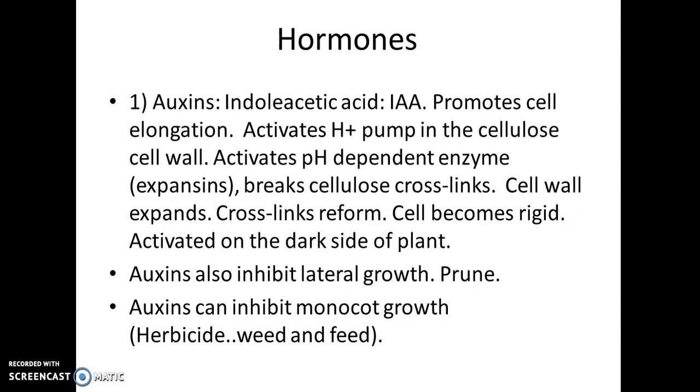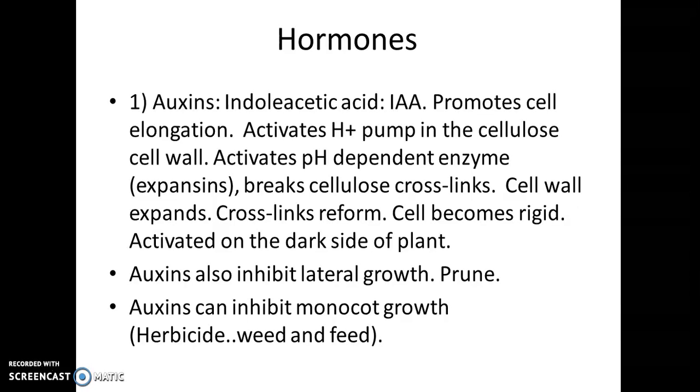So this is only activated on the dark side of the plant. On the light side of the plant, this hormone doesn't act. So if you elongate the cells on the dark side, eventually the plant will start to point towards the light. Auxins also inhibit lateral growth. And they're produced in the tip, right? Because that's what causes the plants to grow to the light.